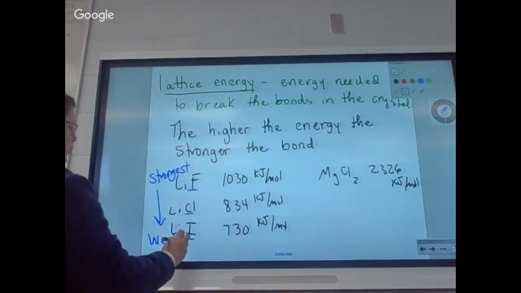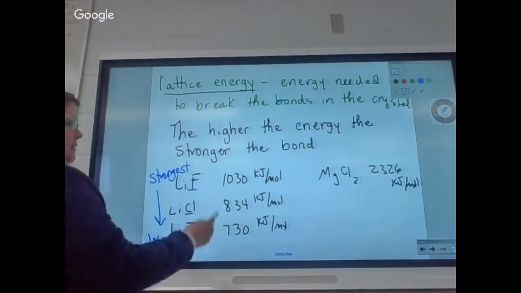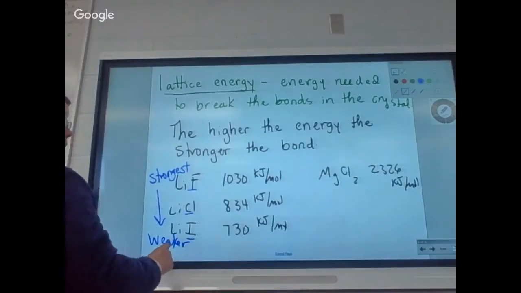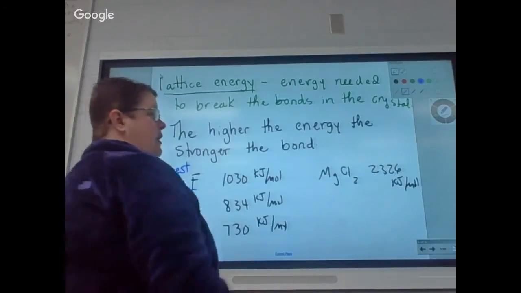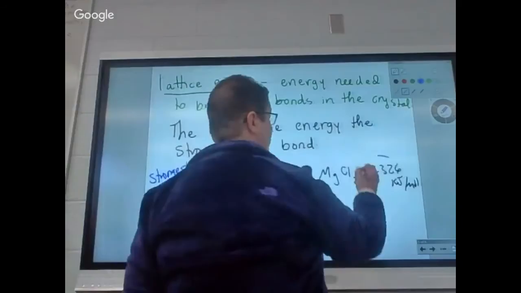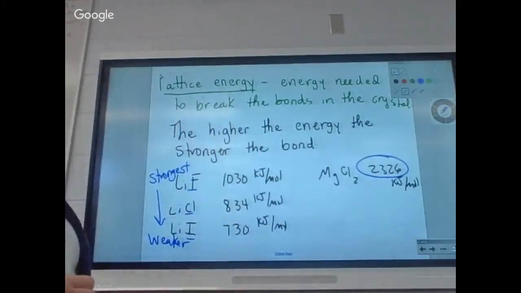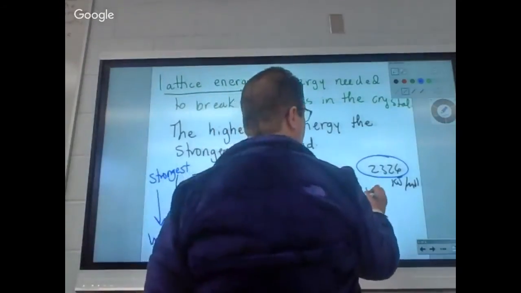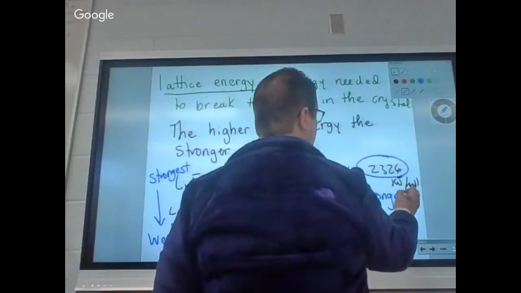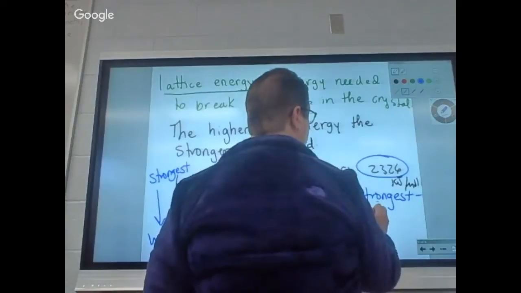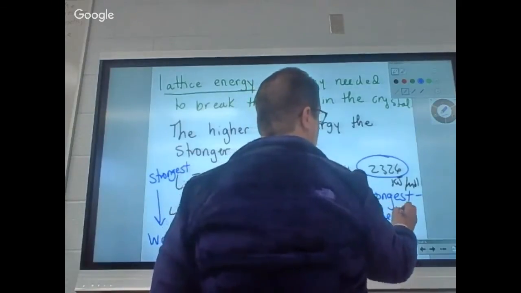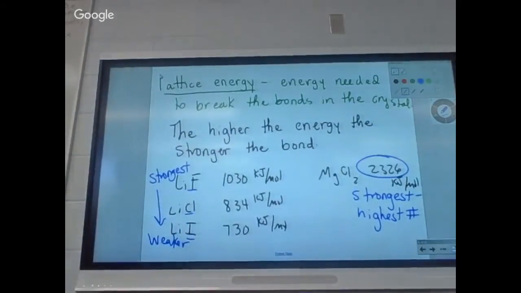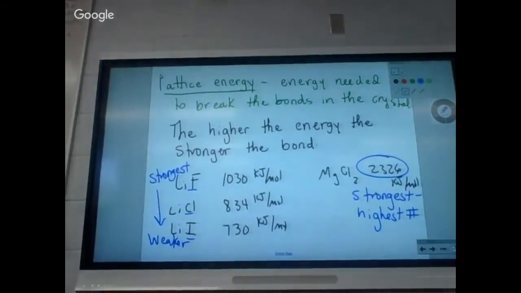You don't have to know why, it's irrelevant. All I want you to know is as the numbers get smaller, they get weaker. Now, this one, if you look at the numbers, would be the strongest of the 4 because it has the highest number. That's all I want you to get out of this. It just has the biggest number. That's all you got to know for our class.